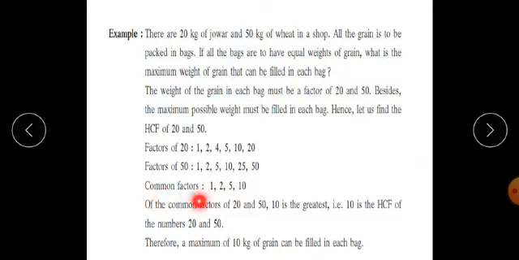Common factors of these two numbers are 1, 2, 5 and 10. Of the common factors of 20 and 50, 10 is the greatest. That is, 10 is the GCF of the numbers 20 and 50. Therefore, a maximum of 10 kg of grain can be filled in each bag.